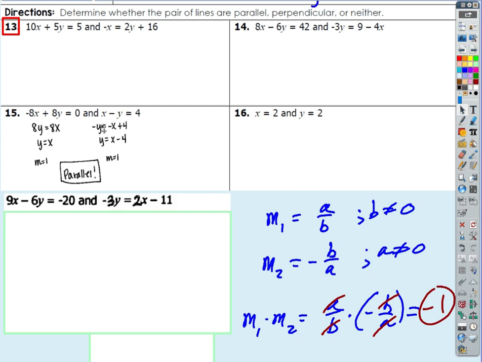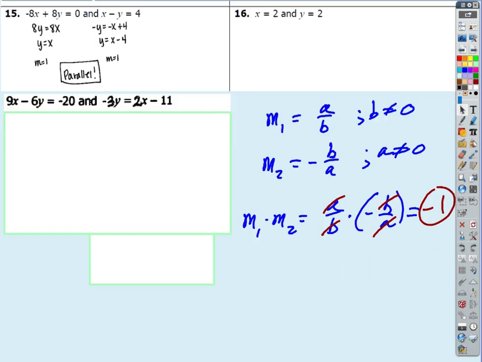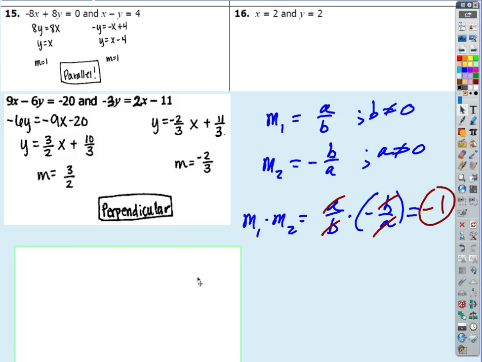I subtracted the x, I multiplied by -1, and I get m equals 1. So those are parallel lines for sure, right? Because they have the same slopes. How about something like this here? What are we going to do?